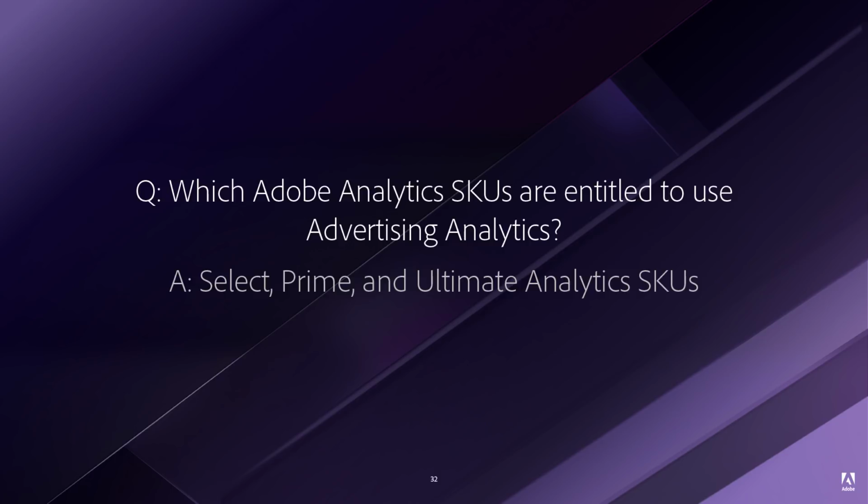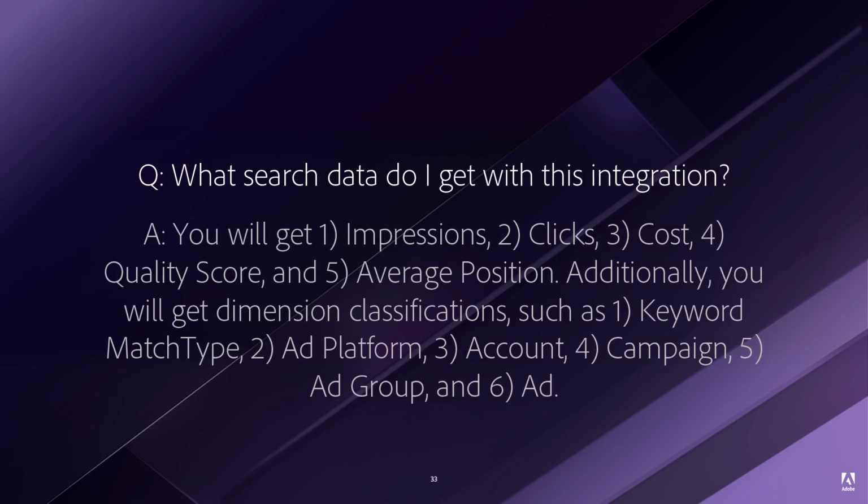So a couple key questions that we wanted to highlight for advertising analytics. The first is what SKUs is this available to? And the answer is Select, Prime, and Ultimate Analytics SKUs. What search data do I get with this integration? So you will get paid search data points of impressions, clicks, cost, average quality score, and average position. You'll also get metadata dimensions passed over from search engine down to keyword and things in between like match type, platform, and account.